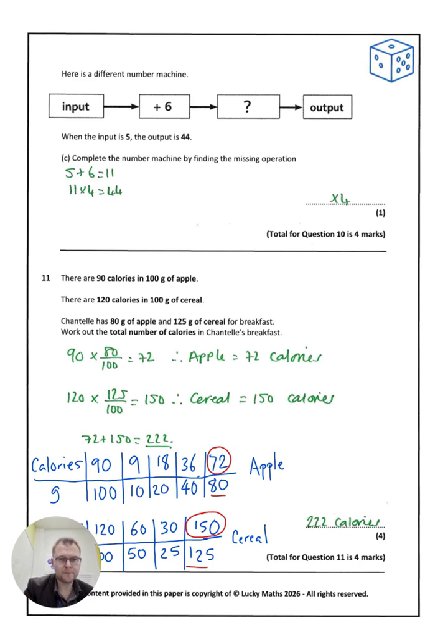To get the second bit, if we take our 100 grams and half it, 50 grams, half it again is 25. And if I add together the 100 and the 25 grams, that is 125 grams. So 125 grams of cereal contains 150 calories, which therefore, of course, if we combine those two answers, is where 222 comes from.